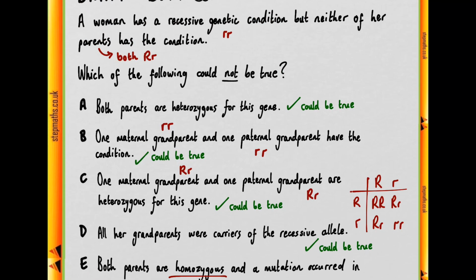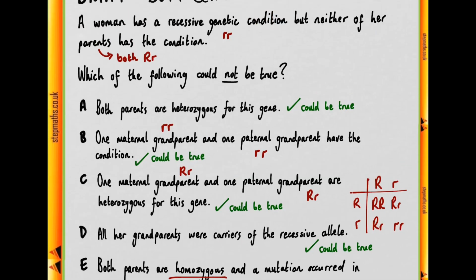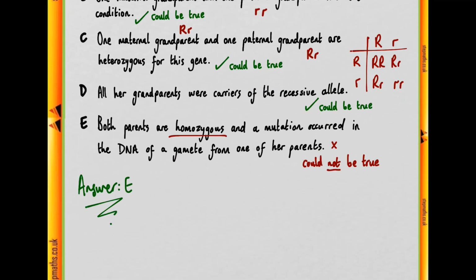I've been very careful with my ticks and my crosses to identify which could be true and which could not be true because of the wording of the question being quite easy to trip you up. So therefore, I can say my answer is option E, as the only one of these scenarios that could not be true.